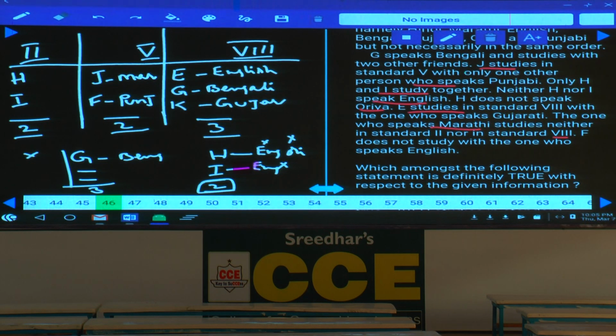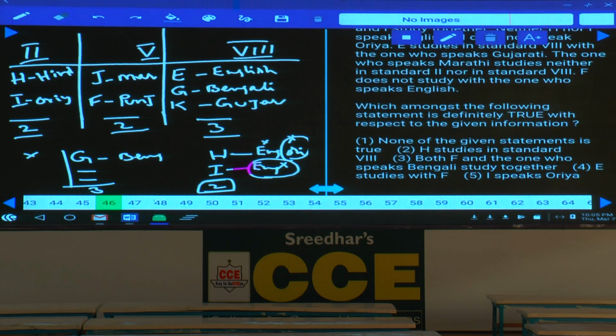Coming to this one, I does not speak English. And H does not speak Oriya. As H does not speak Oriya, then I speaks Oriya. If I speaks Oriya, the language left over is Hindi, so H speaks Hindi. Done with this? This is how these 7 persons are studying in 3 different classes, and each one of them is speaking a different language. Clear? Whenever it comes under common parameter, this is how we need to represent the data. Done?